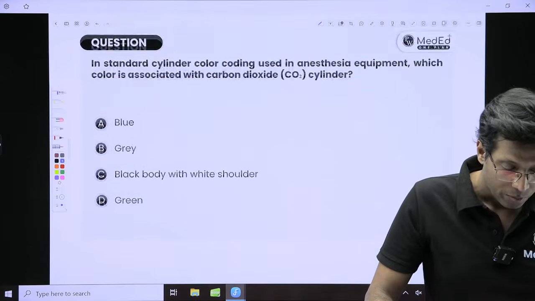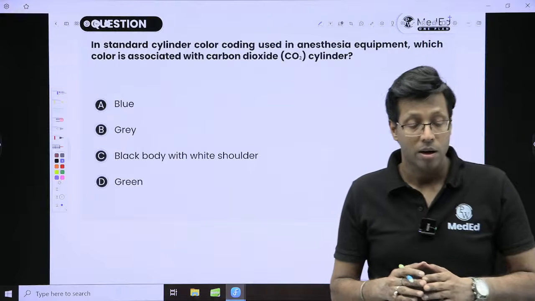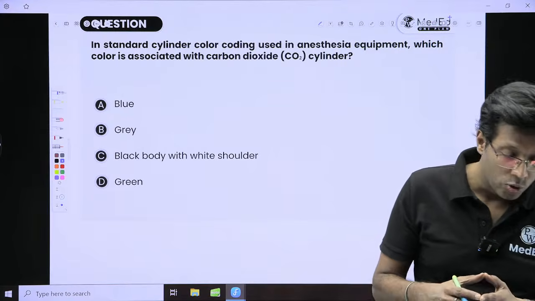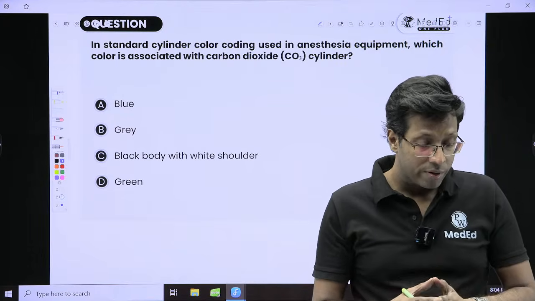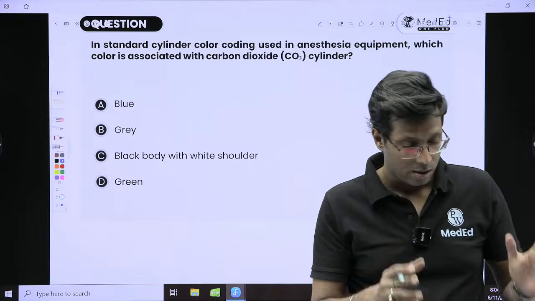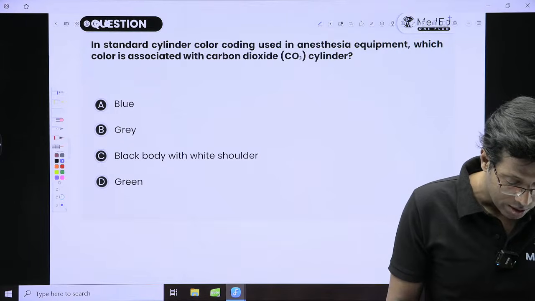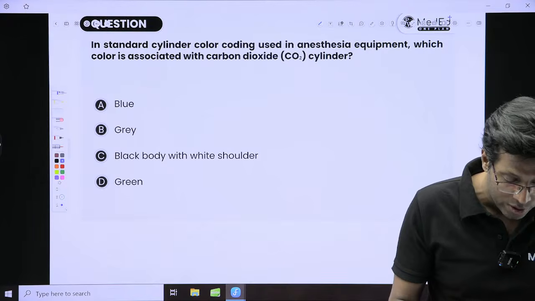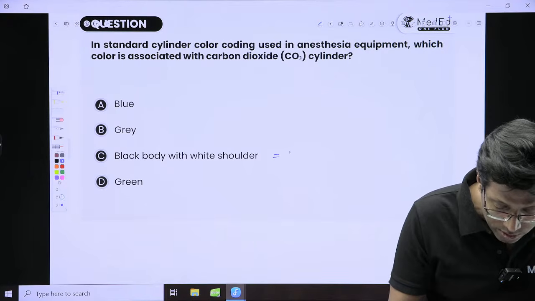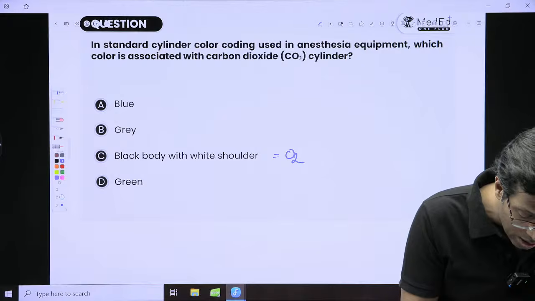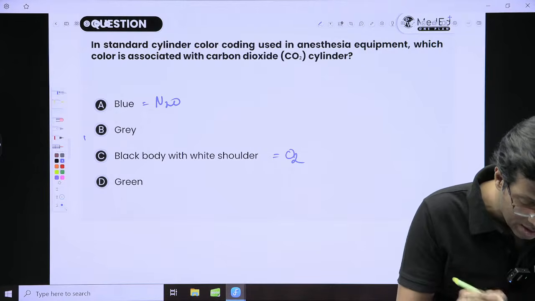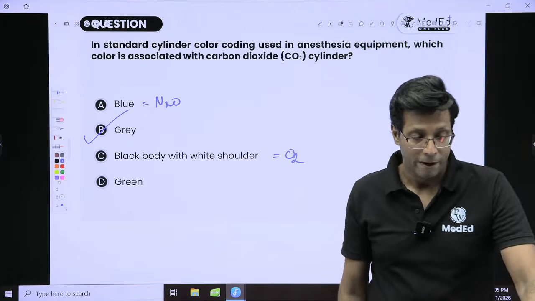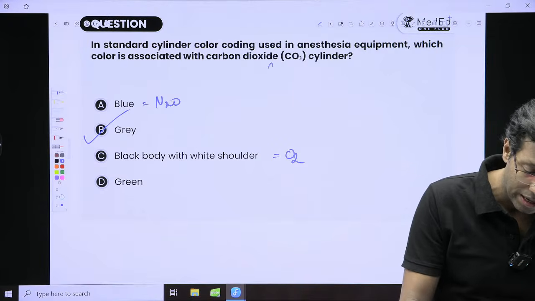Next question. In the standard cylinder color coding used in anesthesia equipment, which color is associated with the carbon dioxide cylinder? Blue, green, black body with white shoulder. Remember, black body with white shoulder is oxygen. Blue is nitrous. What is the answer? Gray. Okay, carbon dioxide is gray in color.